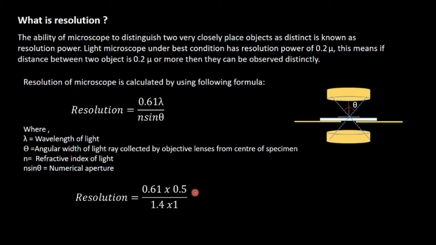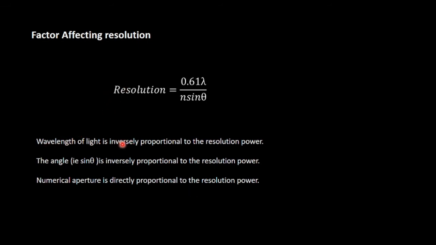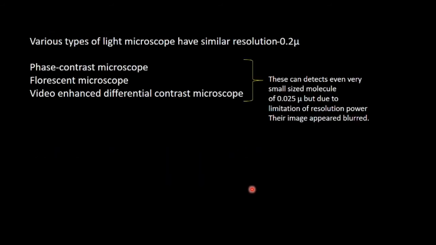Now there are certain factors which affect this resolution power. For example, the wavelength of light. The relation of the wavelength of light to the resolution is inverse, meaning if the wavelength of light is smaller, then the resolution power can be increased. Similarly, if the objective lens gathers light from the specimen at a wider angle, then the resolution can be increased. The numerical aperture, including the value of n and the angle, also plays an important role in determining the resolution. The higher the value of the numerical aperture, the greater the resolution.